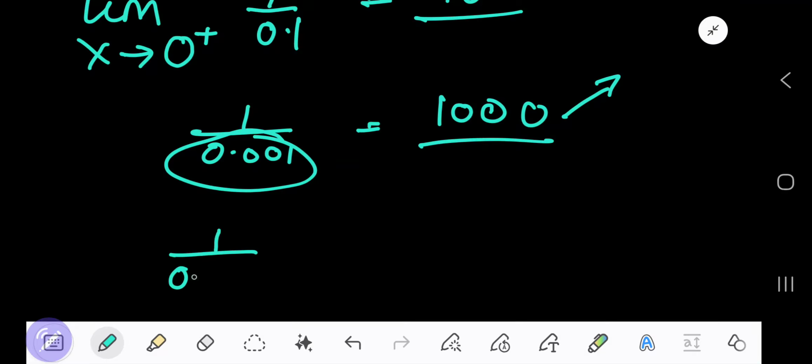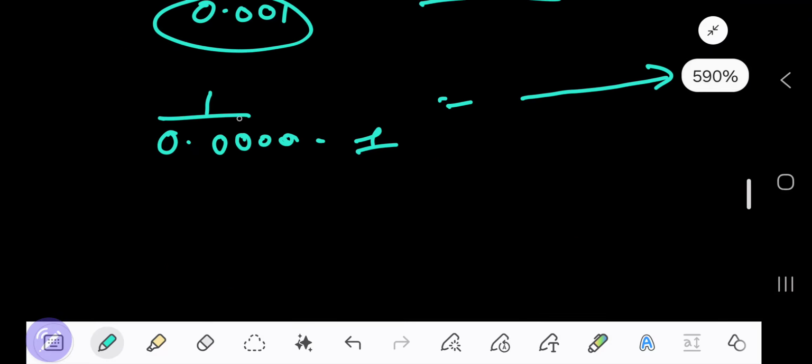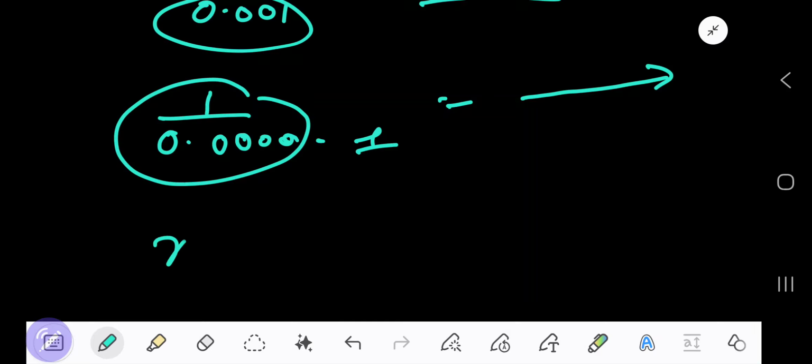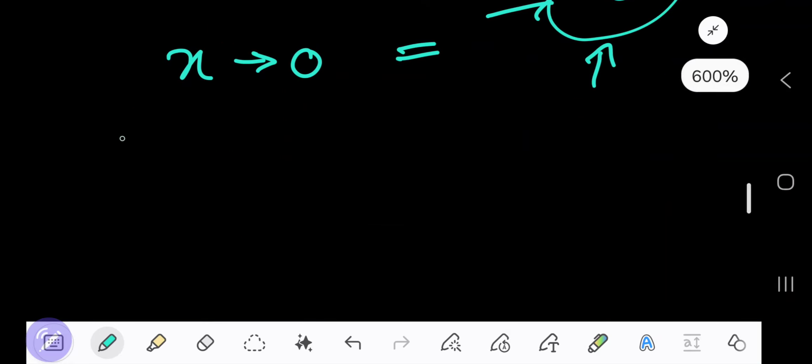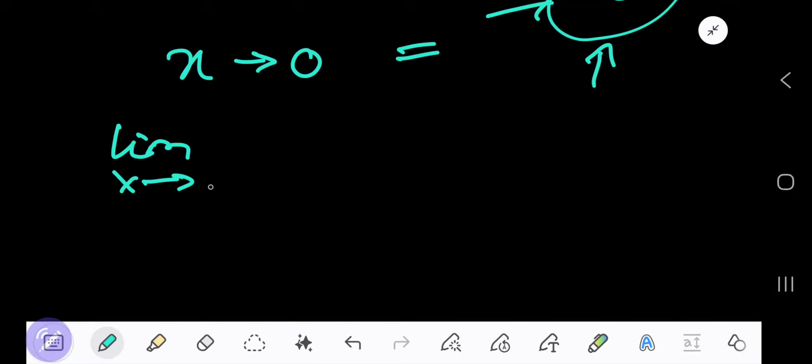So if you plug in something like 0.00000 with however many zeros and then a one, we'll get an extremely high value. So we can clearly tell, as x approaches 0, this value keeps on increasing and approaches infinity. Therefore we can say the limit as x approaches 0 from the right hand side of 1 over x is equal to infinity, or we can say positive infinity.